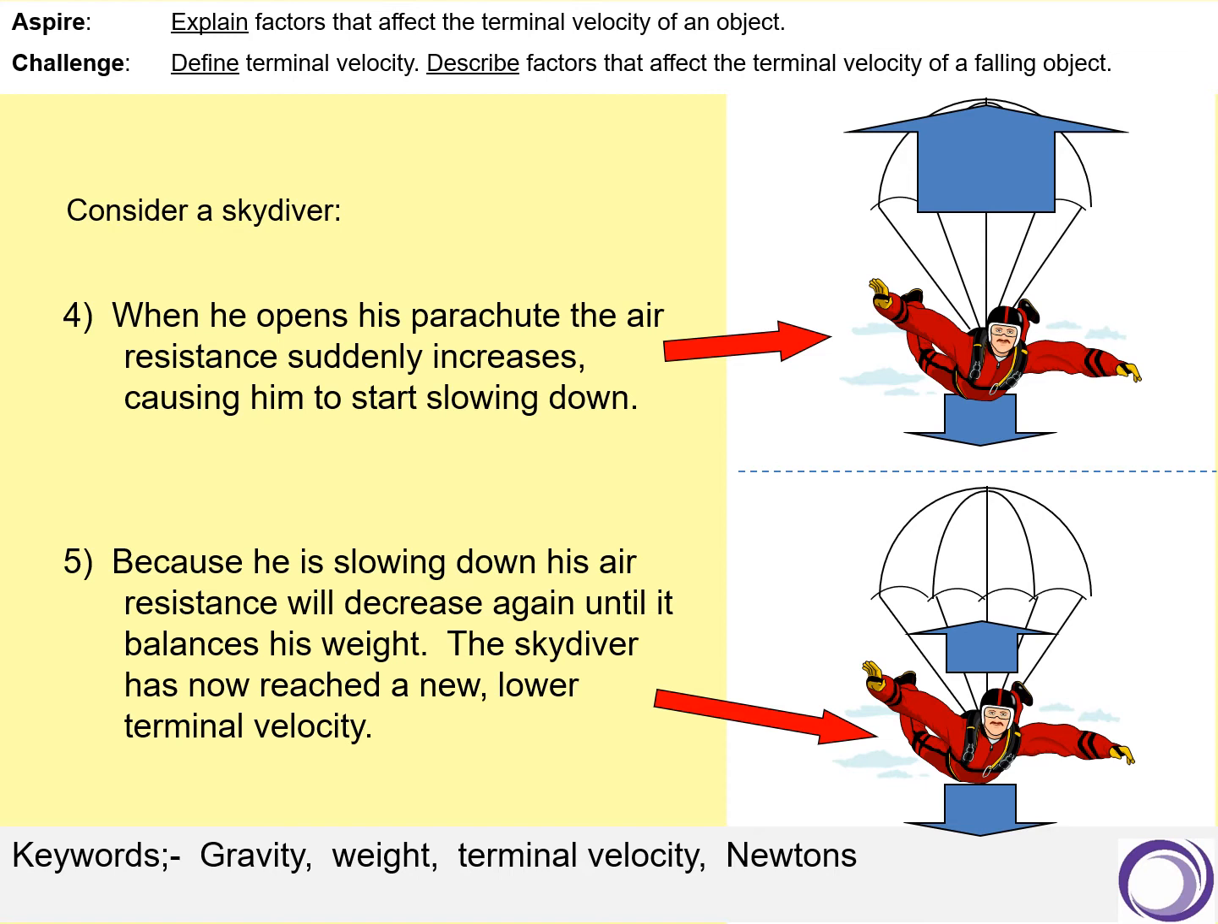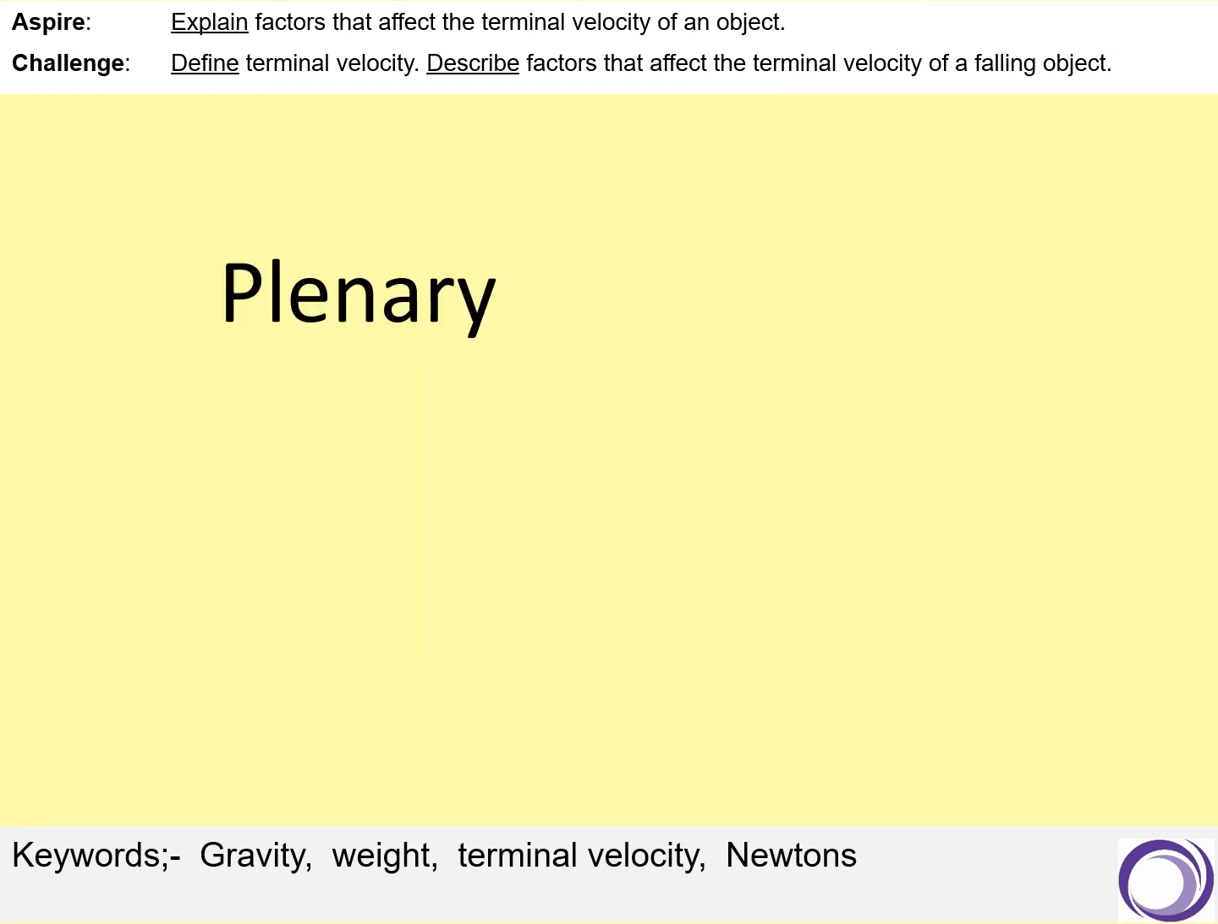But then again, what happens is as he slows down, the air resistance decreases because he's going slower, and then his weight and the air resistance will be balanced. He is going to go at a constant speed because they are balanced forces, but he's reached a new, or she has reached a new, lower terminal velocity. So that is the lesson really.